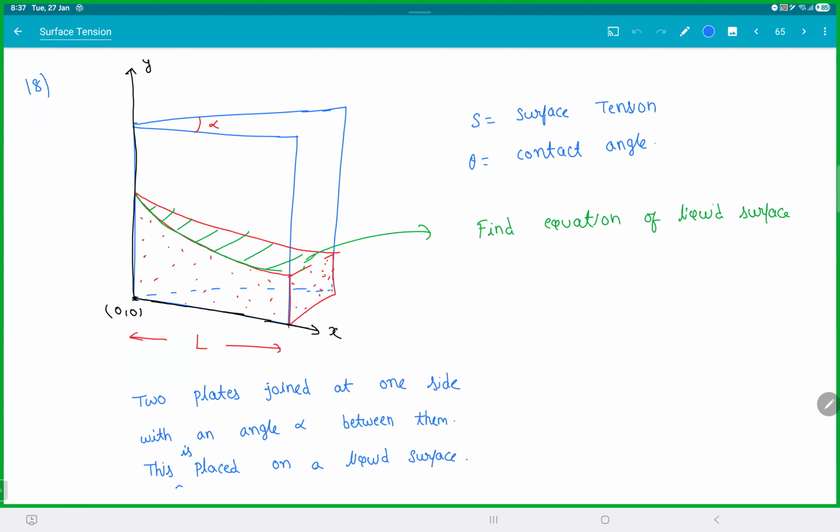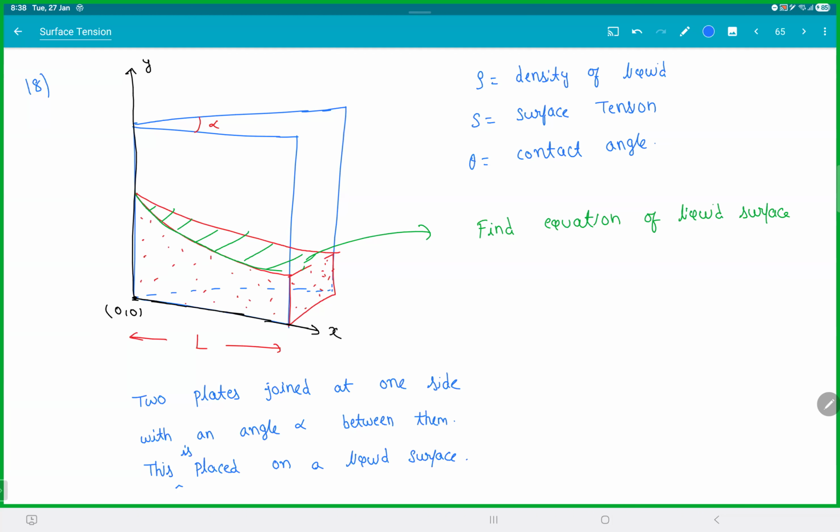Density of the liquid is rho. You can take all that stuff. It looks a little scary and weird, but it's solvable. But did you guys get the picture how it is?